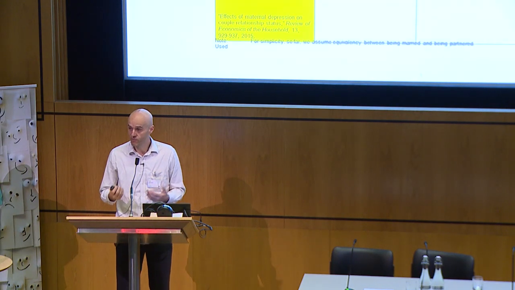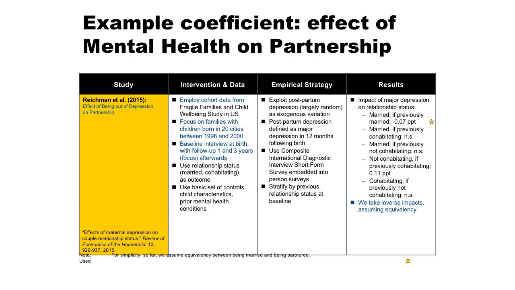Now, let me give you an example of where our coefficients come from. As I said, we didn't want to make up anything ourselves. So, for instance, how do we know what the effect is of mental health on partnership stability? Well, we went to the literature, and so we tried to look for the most authoritative studies which fit the UK population best, which you would reasonably say, yes, that would also fit what would happen here. And this was a study by Reichman et al. in the Review of Economics of the Household.